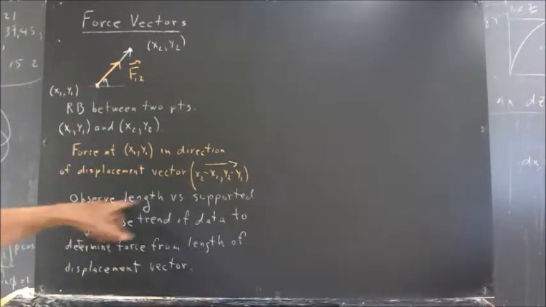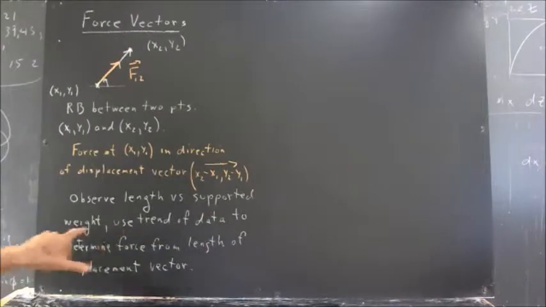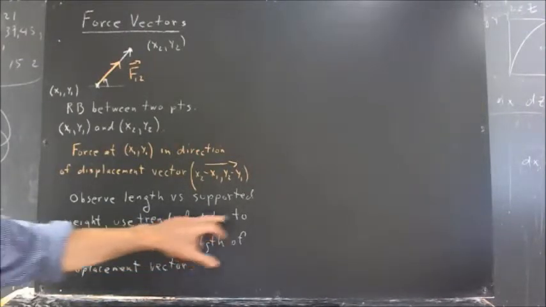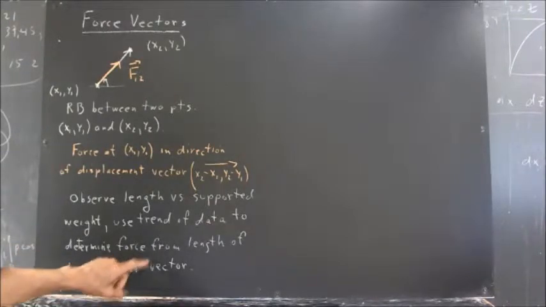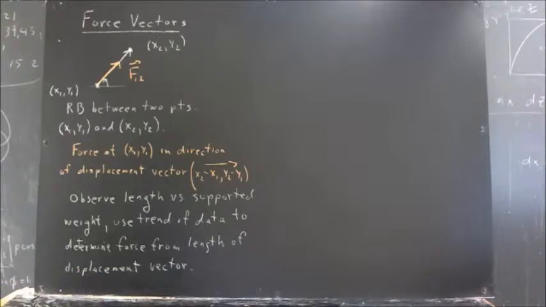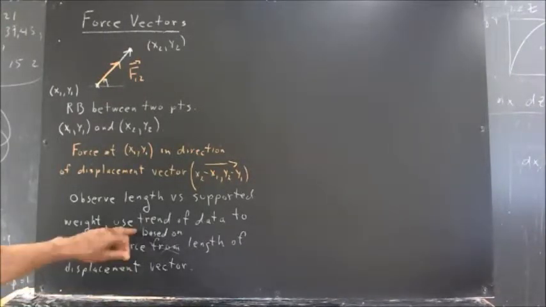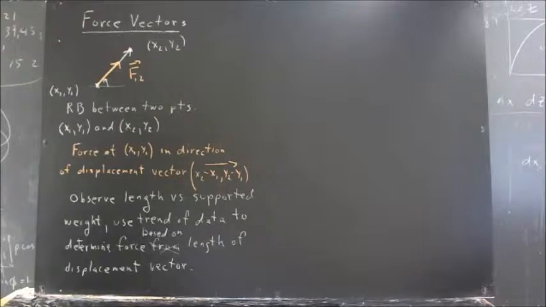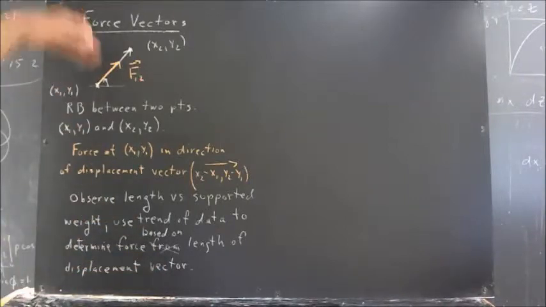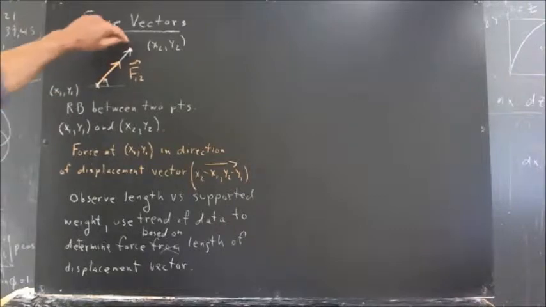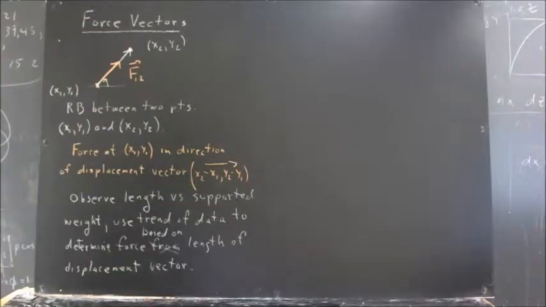So we could observe the length of the rubber band versus the amount of supported weight and use the trend of our data to determine with some degree of accuracy the force based on the length of the displacement vector. I used the word from. I kind of like based on better than from. I didn't know I was going to prefer this wording until I read it. Okay, but we understand that the trend of the data will allow us to determine how much force is being exerted when the vector has the length of this displacement vector.